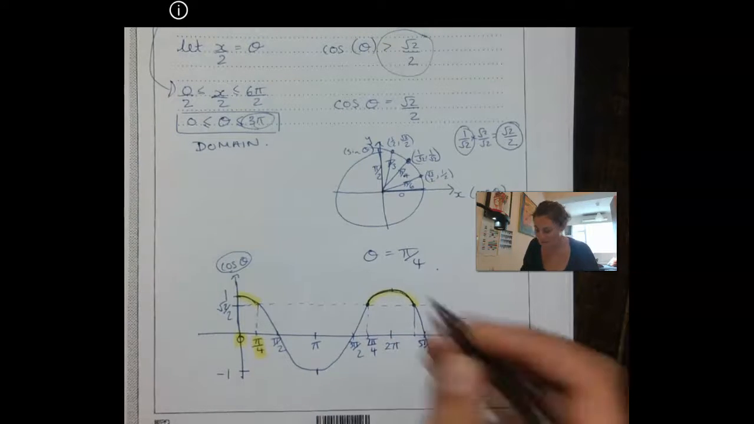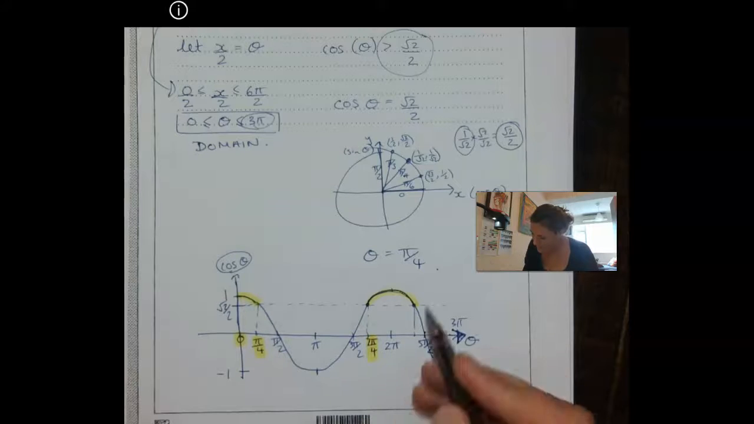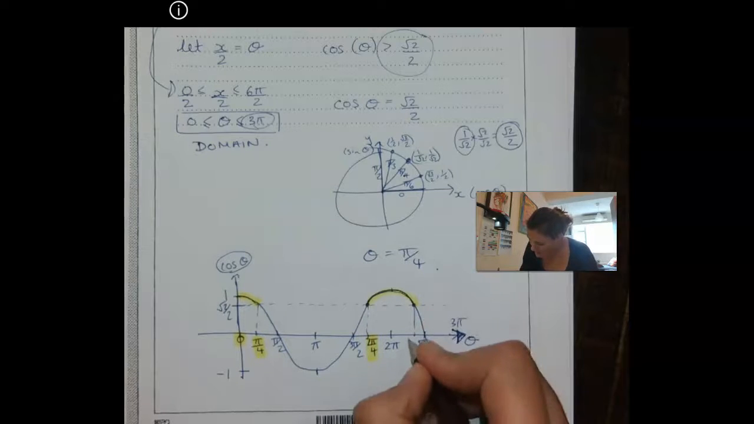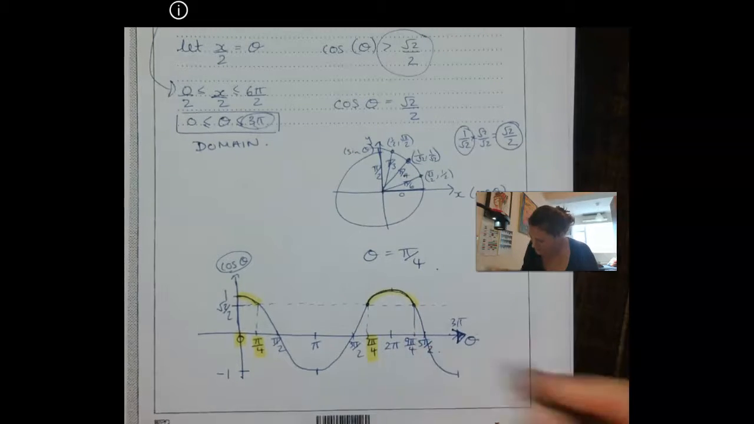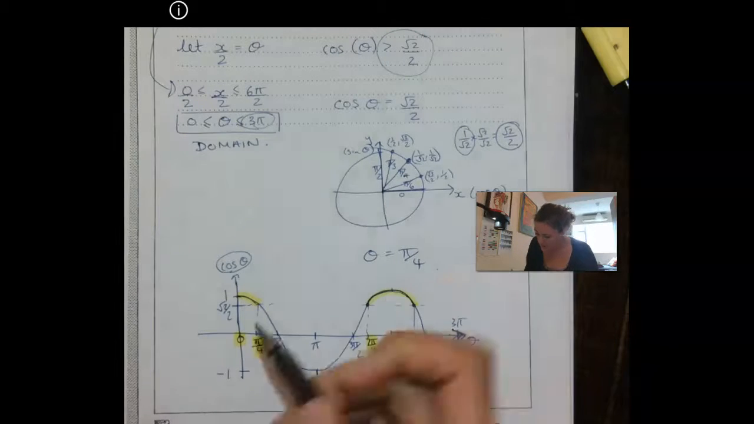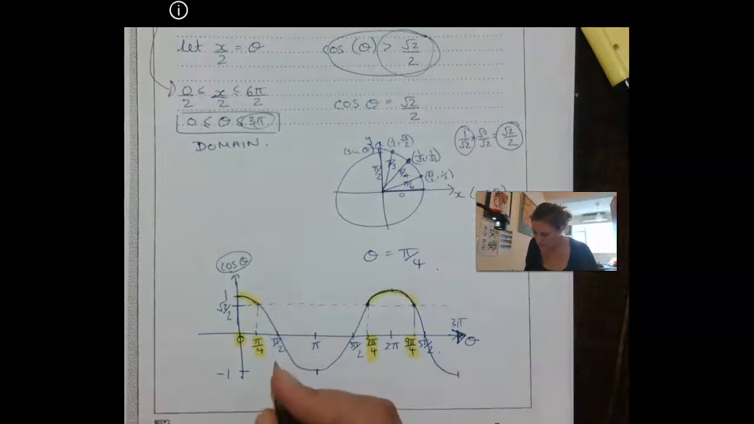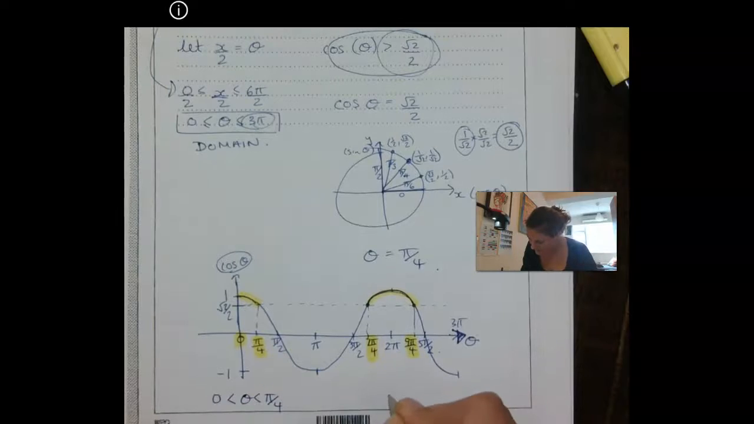So you might need to take a bit of time to figure that one out. And then halfway between these two will be 9 pi over 4. So, solving for theta, I've got that cos theta is greater than root 2 over 2 when theta is between 0 and pi over 4, and then again when theta is between 7 pi over 4 and 9 pi over 4.